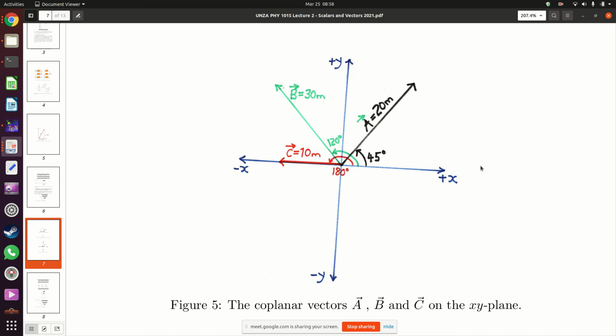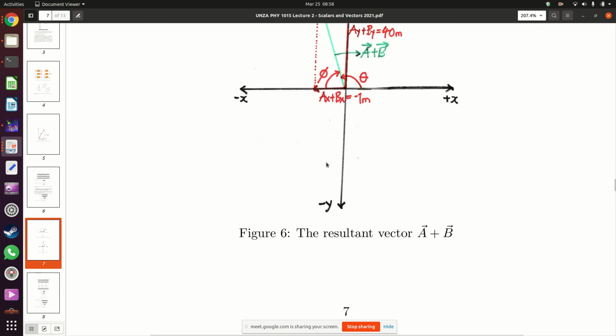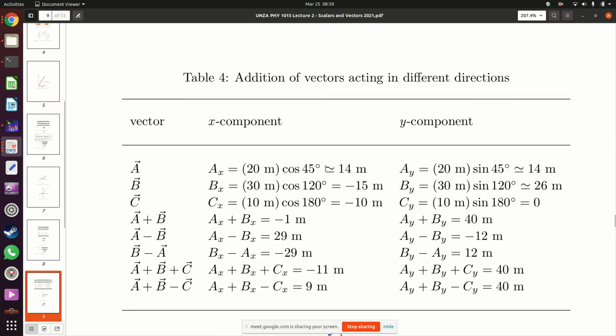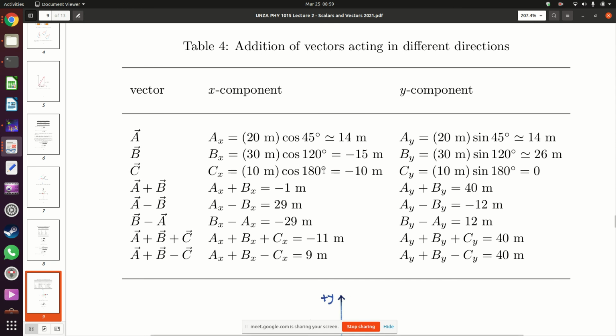These angles are not drawn precisely. I don't think that is 45 degrees. I also don't think that is 120 degrees, but I've shown that this is supposed to be 120 degrees, this is supposed to be 45 degrees. Okay, so with this information, the next task is to find for each of these vectors what are their components, and that is what is worked out here.